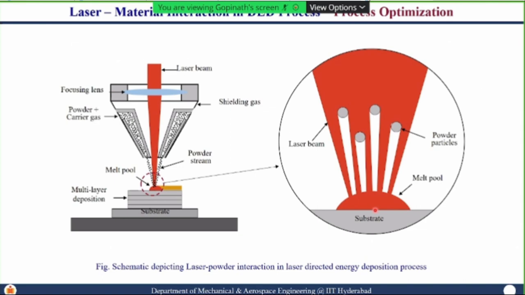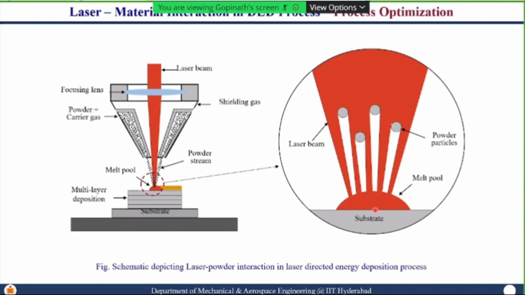Whatever energy reaches the substrate actually melts the substrate, and then these heated particles, which got heated by the laser, come into it and liquefy, and once the laser is switched off, it will solidify. So this is the basic process.